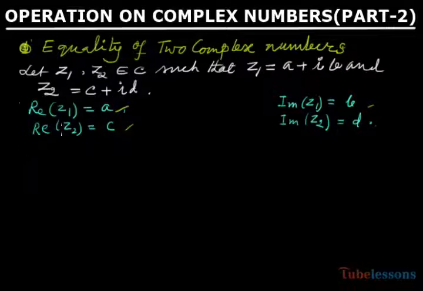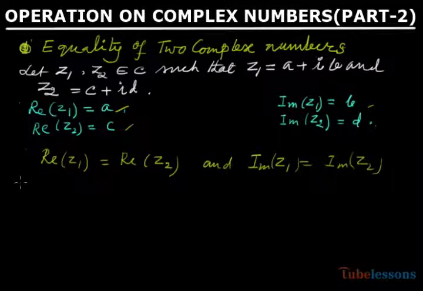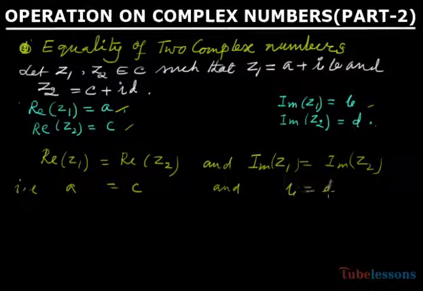Now, two complex numbers Z1 and Z2 are said to be equal if real Z1 is equal to real Z2 and imaginary Z1 is equal to imaginary Z2. That is, a is equal to c and b is equal to d.